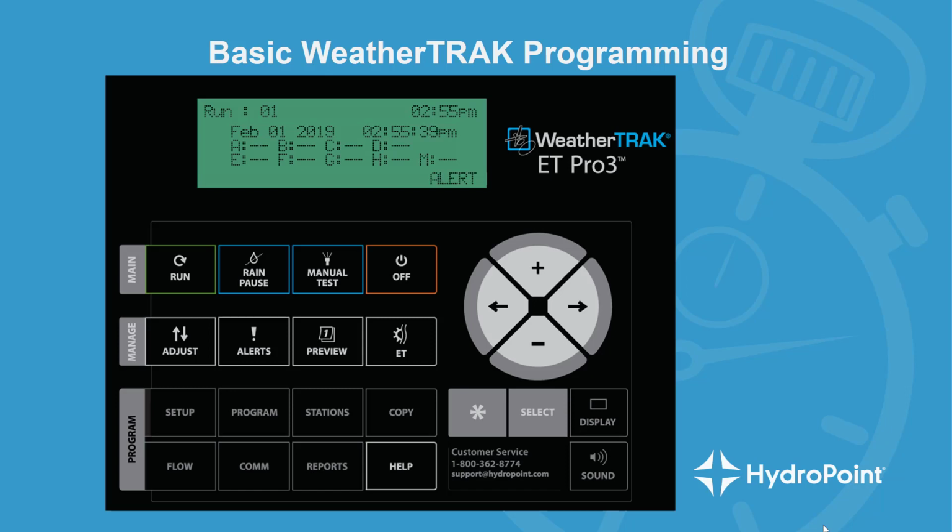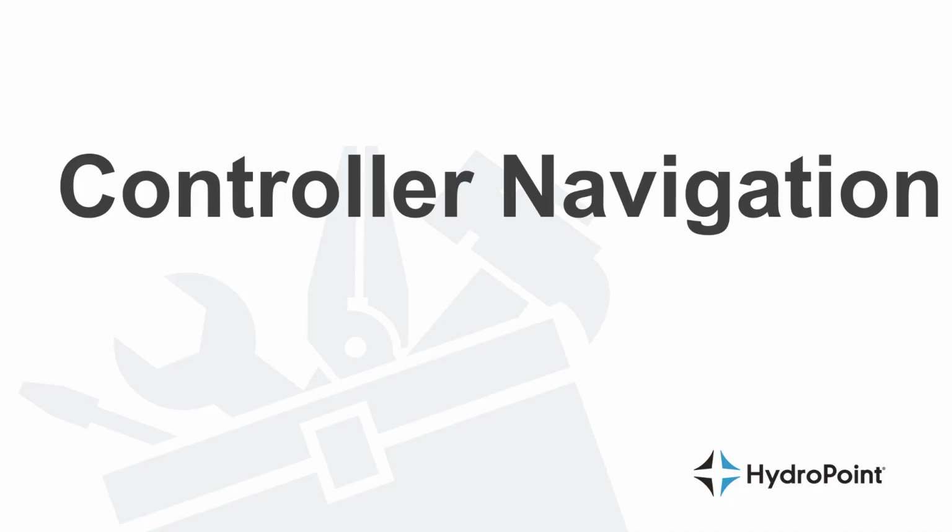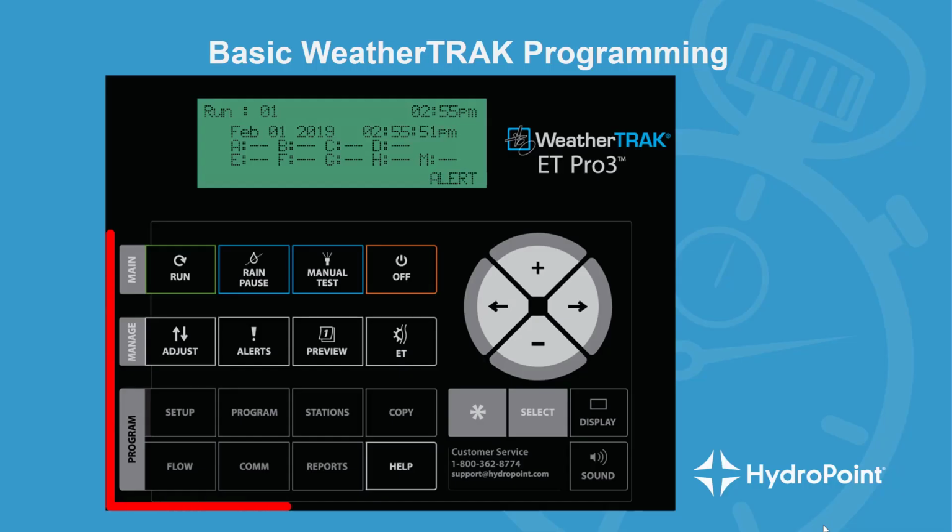Before I get started, a quick lesson in navigation. For this demonstration, I'm going to refer to this button pad on the left as my menu buttons. Each one of these buttons is a separate menu. Behind every menu, there's a series of questions that need to be answered correctly before your controller is going to irrigate properly. So the first step in programming is to find the right menu.